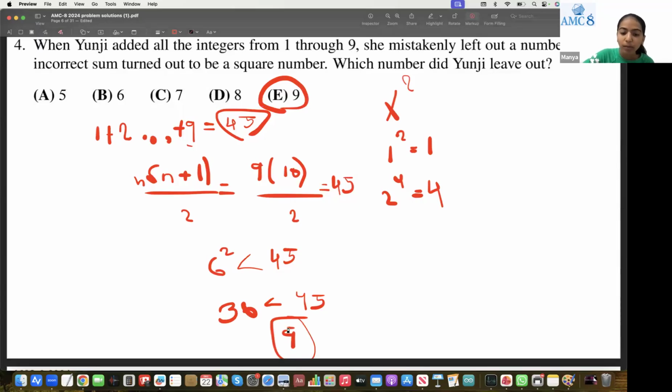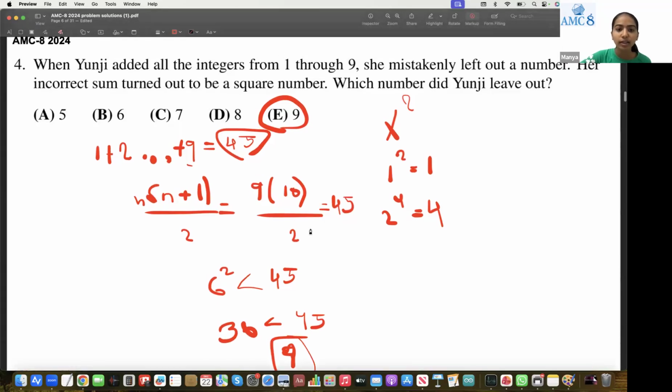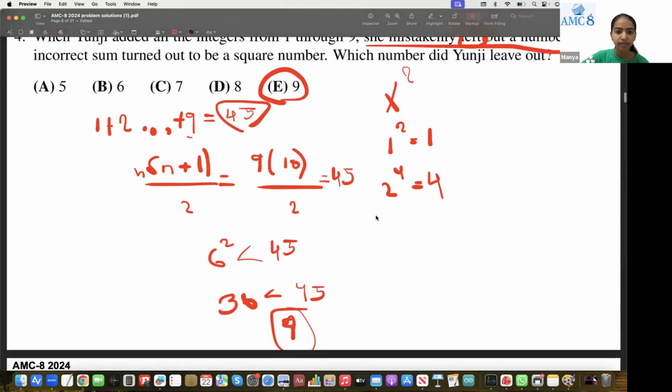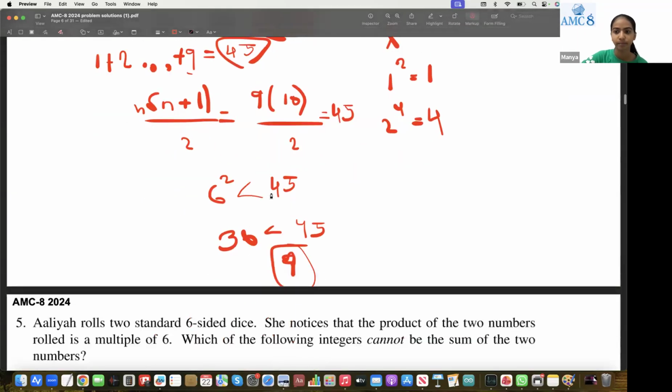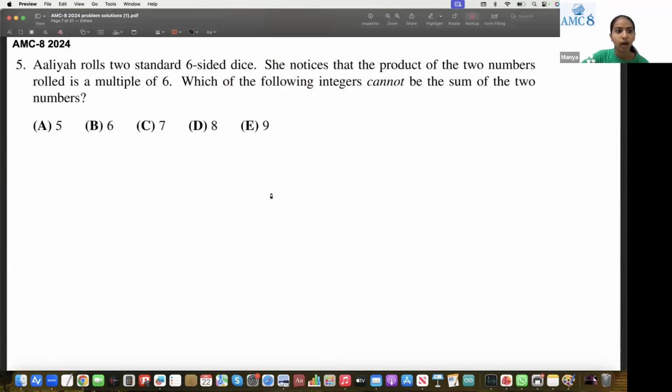And if you were wondering why we don't do 49, since 7 squared is equal to 49, and 49 is closer to 45 than 36 is, the problem said that she mistakenly left out a number. By that, it means that she missed a number. She didn't add that number. They didn't say that she added a number. If they said that she added a number and not left out a number, then we would probably get 49. So that's how we got to answer choice E.